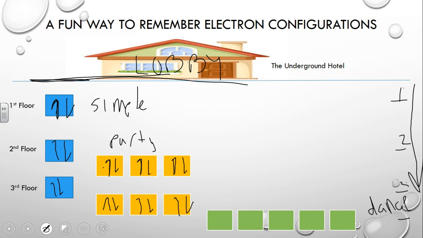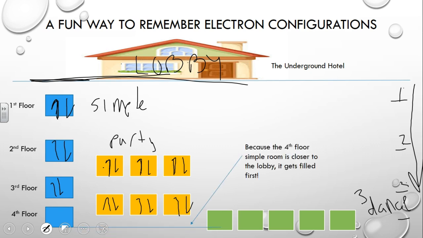What floor is the dance room on? The dance rooms are on the 3rd floor. They built kind of this weird thing. Here's the exception that happens. This is really funny. The rule of the hotel says that you have to be closest to the lobby. Well, which rooms are closest to the lobby? If we look at where the bottom of the 4th floor simple room is, it's actually higher. It's actually closer to the lobby than the dance rooms.